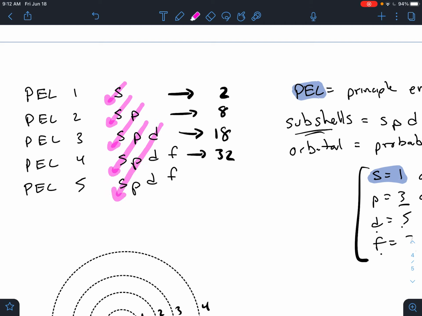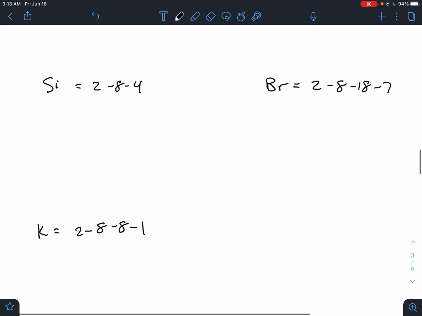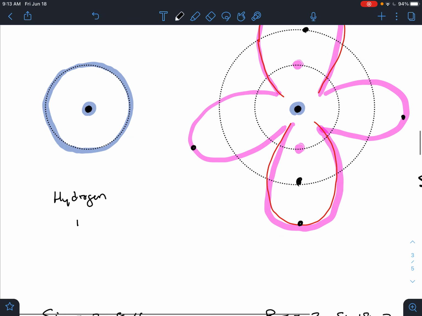We use this throughout the year, but it's just the order in which those orbitals are filled, and we denote them as 1s, 2s, 2p, 3s, 3p, 3d, and so on. Let me just do it so you see how it works. With hydrogen, it's really simple. It only has 1 electron, so it'd be 1s: the first energy level, the s subshell, 1 electron, done.